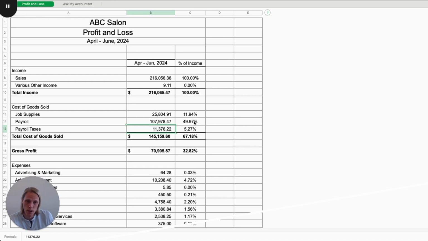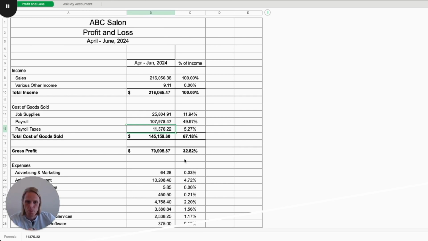Potentially their support staff is high. That's an area to look into. Maybe their commission's a little bit out of whack. Maybe it was just a strange period. Maybe they did a lot of paid time off during this quarter. So we always want to investigate. We're looking at things from a high level, and this is going to tell us the things we want to dig deeper into.